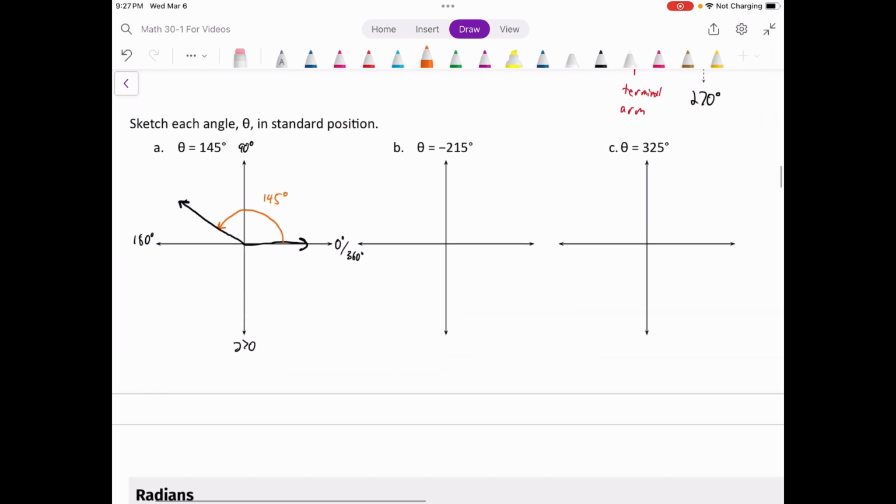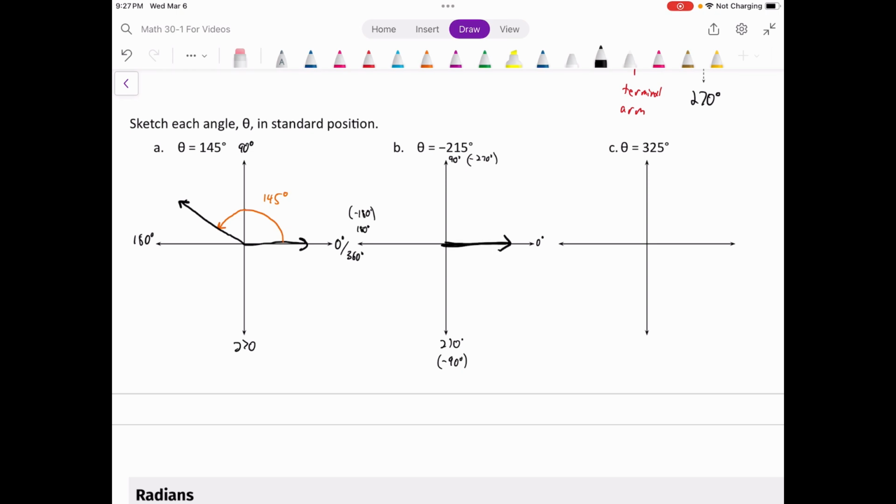Okay, theta equals negative 215. So here's 0, here's 90, here's 180, here's 270. But something to think about here, yeah, that's 270. But do you see how we could also think of it as negative 90, right? And this as negative 180, and this as negative 270, right? Do you see how those are kind of the same thing? Because if I rotate in the negative direction, that's clockwise. So let's just start doing that.